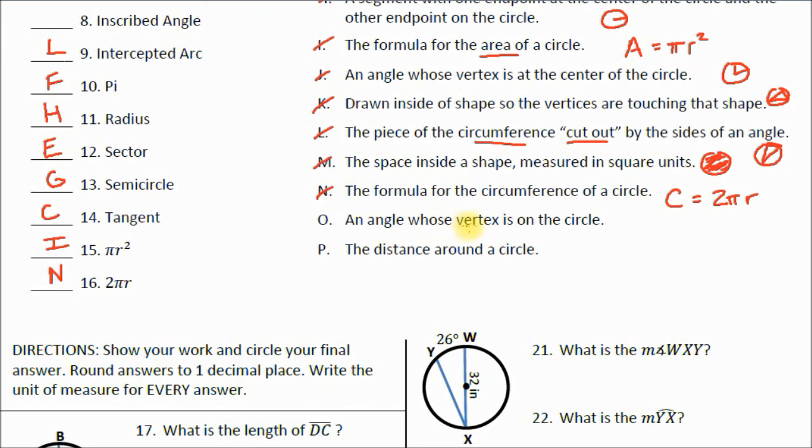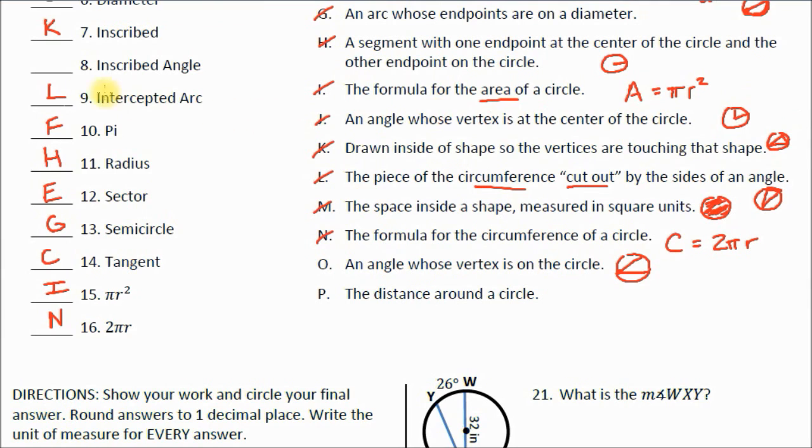Letter O, an angle whose vertex is on the circle. There's an angle with a vertex on the circle. That is an inscribed angle. So that is number 8, which is O.